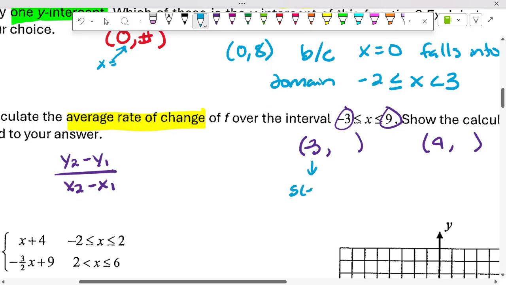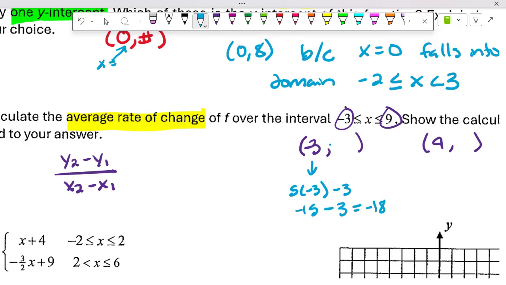So 5 times -3 plus, was it +3 or -3? -3. 5 times -3 is -15. -3, that's -18.